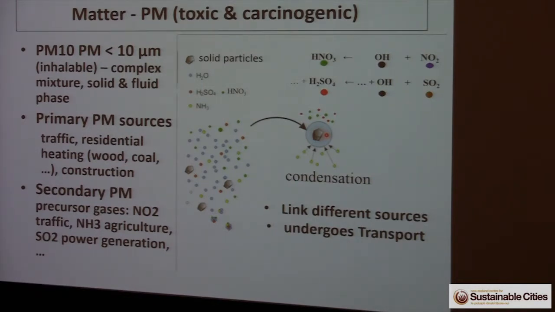And also approximately 30 to 50% of the wintertime PM in Middle Europe can be attributed to the secondary particles.